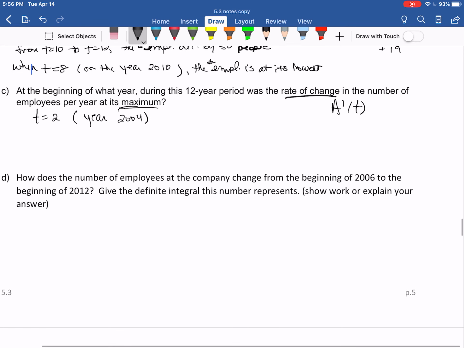Part D, how does the number of employees at the company change from the beginning of 2006 to the beginning of 2012? So 2006 would be when T is equal to 4, and 2012 is when T is equal to 10.